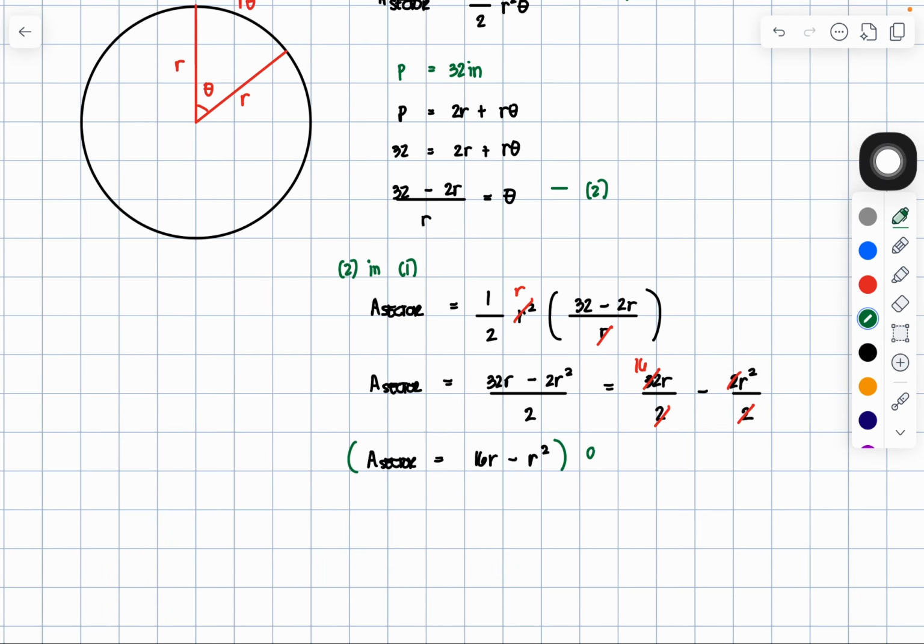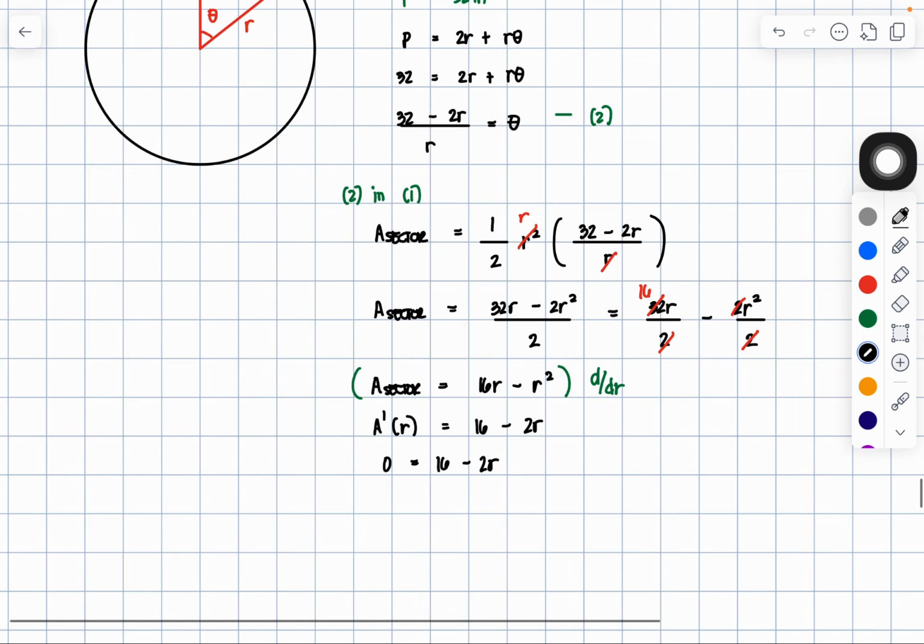Pwede na tayo mag-derivative in terms of r. So this would be now A prime of r. Ang differential ni 16r, that is 16. Differential ni r squared, that is 2r. Since ito yung in-optimize natin, yung area, equate mo yan sa 0. So you have 16 minus 2r. Transpose 2r sa left side, so negative maging positive. Para maging r na lang yan, divide both sides by 2. So r now is equal to 8.